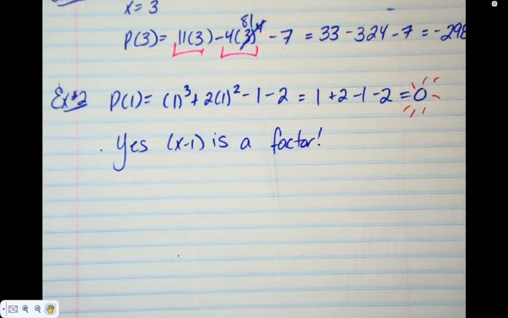Which should make sense, because when something divides evenly, you don't get a remainder. That's all remainder and factor theorem are telling you. It's a quick way to determine if something's a factor and get the remainder without actually having to do the division.